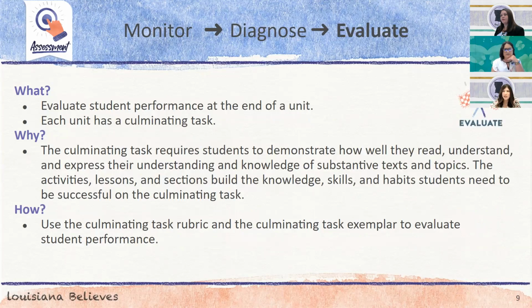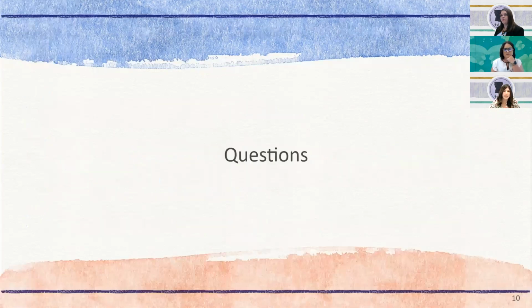And last, to evaluate the student's understanding of a unit, teachers administer the corresponding culminating task. The unit sections, lessons, and activities all lead the student to an effective culminating task response. Teachers should also use the appropriate culminating task rubric to evaluate student performance and to provide feedback to students during teacher collaboration meetings. So that's just a quick overview of how the updated assessment plan can facilitate those teacher collaboration meetings. And we're going to dig deeper into that later.